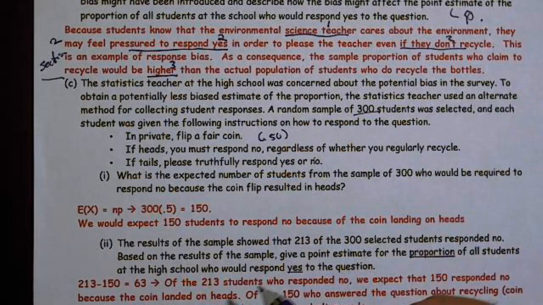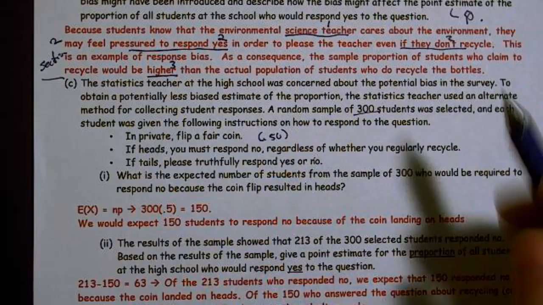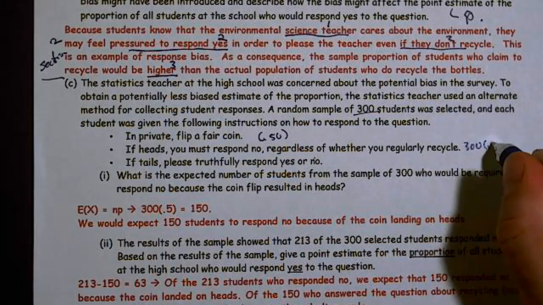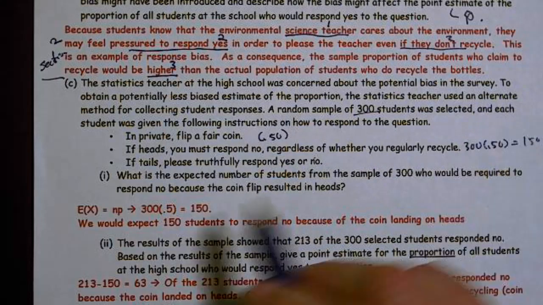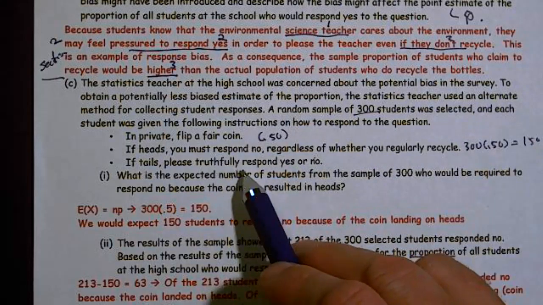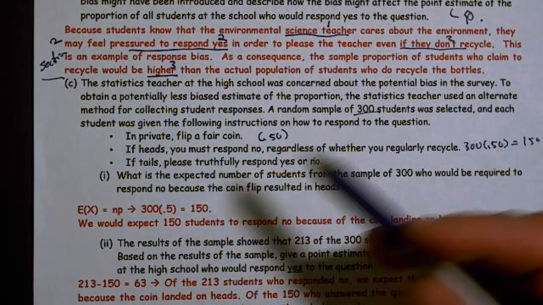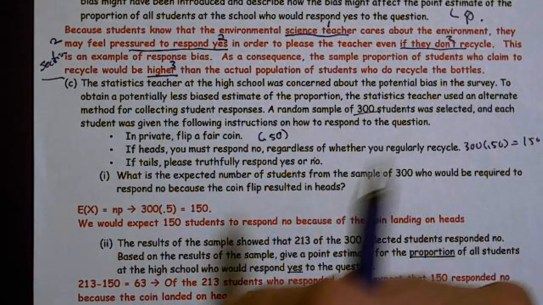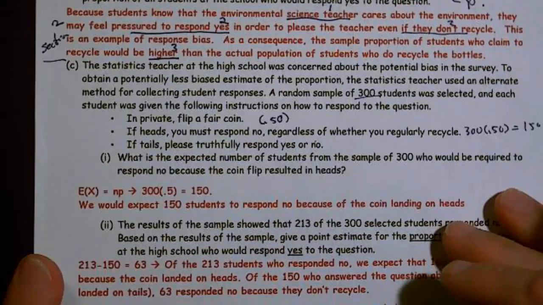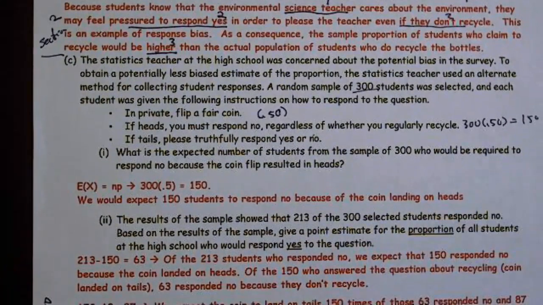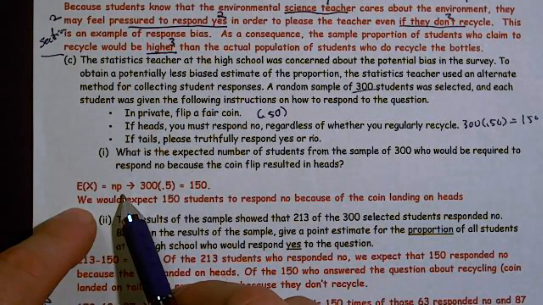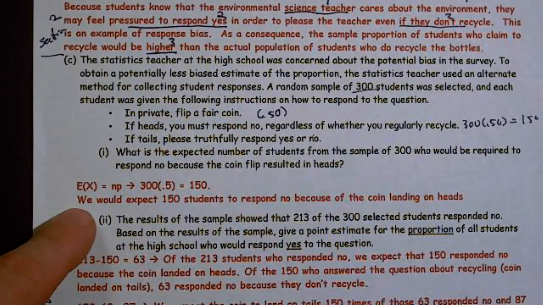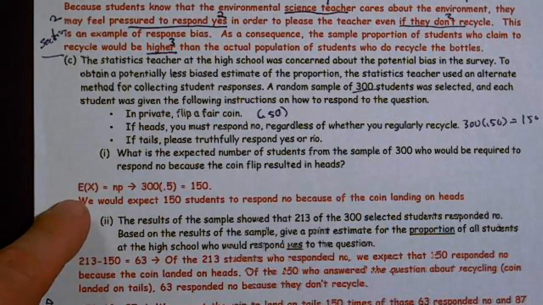So let's explore that just a moment. If you flip heads, how often would we expect that to happen? Well, 300 times 0.50, so about 150 times. If tails, respond truthfully. Now, the reason this is a good idea is because the teacher doesn't know whether you had a heads or a tail, so they don't know which question you're responding to. So what is the expected number of students from the sample of 300 who were required to respond no because the coin flip resulted in heads? Well, we showed our work and we said np, so 300 times 0.5 equals 150, all right? So that's the first part.